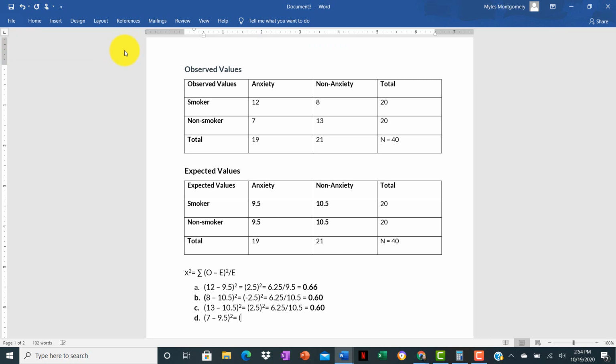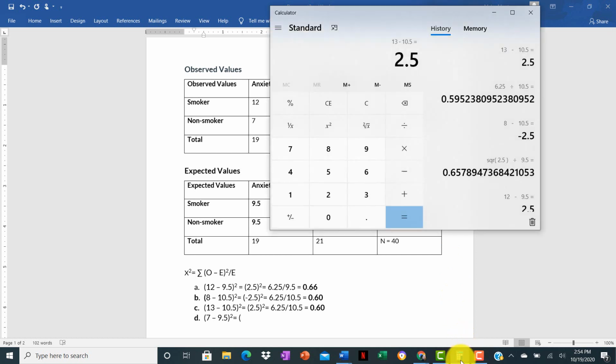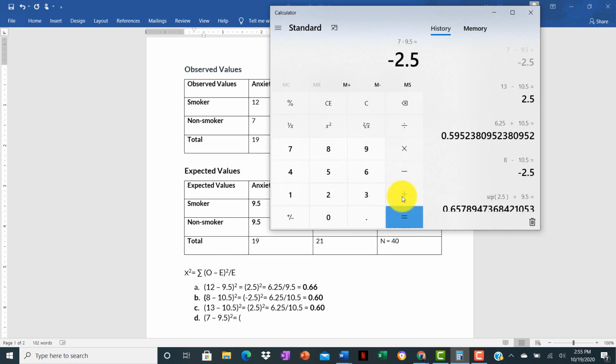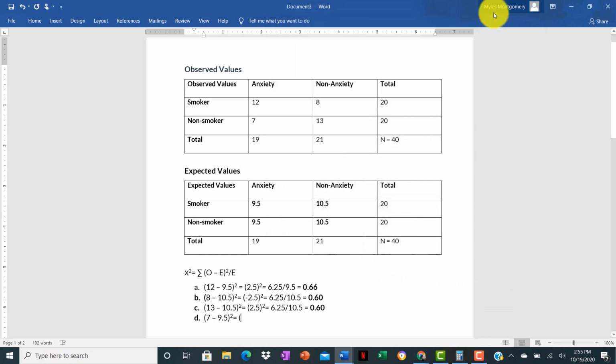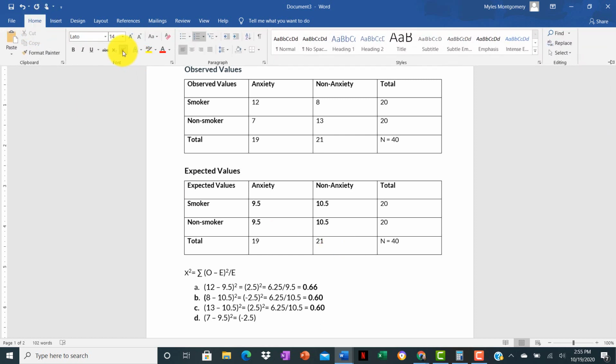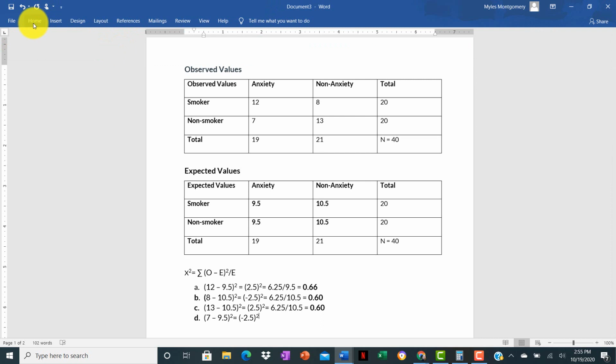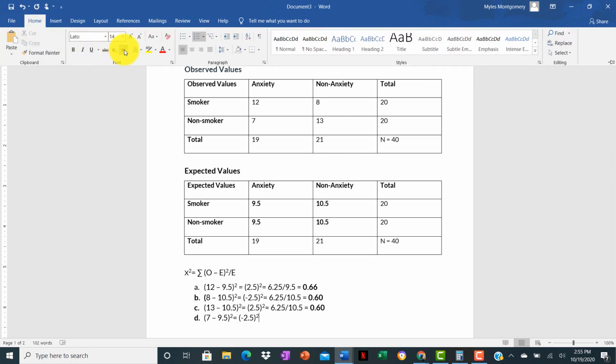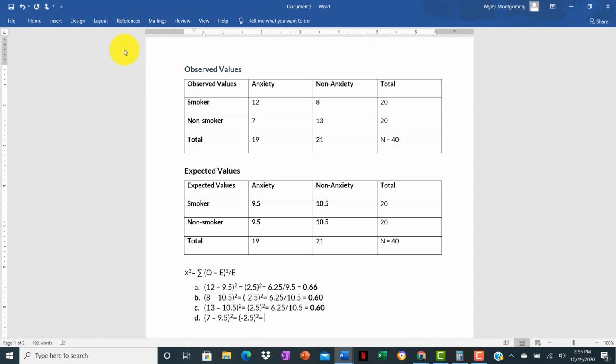Well, you already know, but we'll just go through it one more time just to be absolutely sure. We'll say 7 minus 9.5. Did you know what it was going to be? I think you did. We'll say negative 2.5. It's going to be squared. I just like using the subscript up here so you can see what I'm doing. Plus, we want to be absolutely sure of what we're doing. 6.25 is what we're going to find here, divided by 9.5.